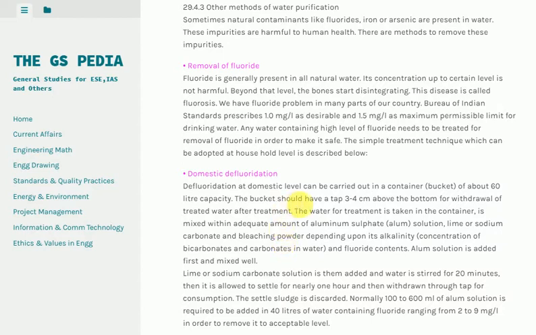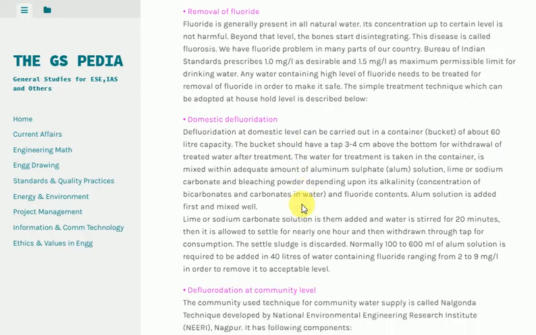Fluoride is generally present in all natural water. Its concentration up to a certain level is not harmful. Beyond that level, the bones start disintegrating. This disease is called fluorosis. We have a fluoride problem in many parts of our country.